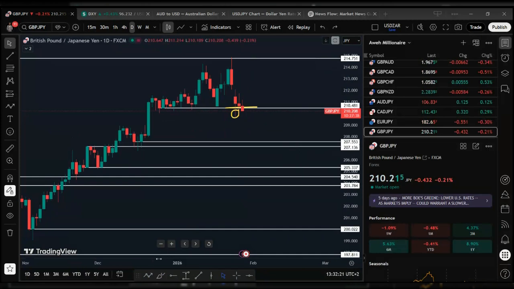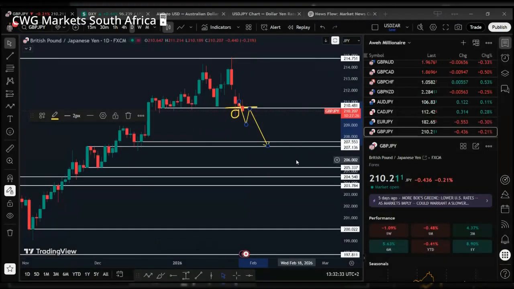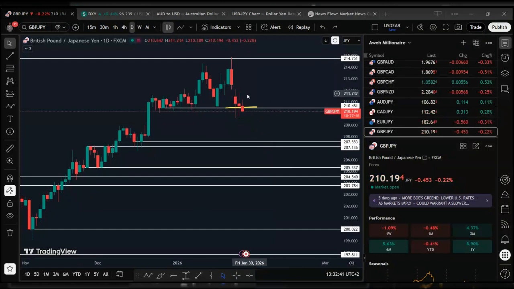However, if price actually manages to break below and close below this level, then it will open up doors for price to continue to the downside and test our next major support zone, which is sitting between the 207.55 and the 207.13 zone of major support on GBP JPY. So that's GBP JPY, very important level to keep an eye on, as how price reacts from this level will then determine where to trade next for the next coming few days.